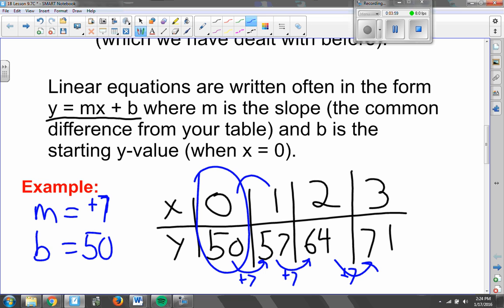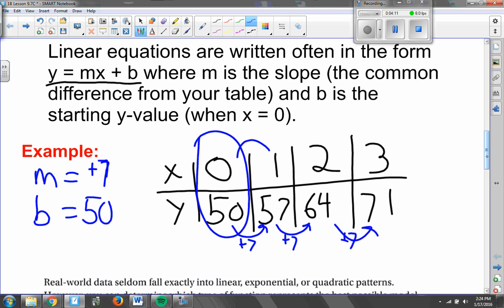Now, I know it's confusing because in linear equations, the b value is my starting point. In exponentials, the b value is the multiplier. You'll just have to get used to that. So this equation here would be y equals 7x plus 50. We'd be done. Okay.